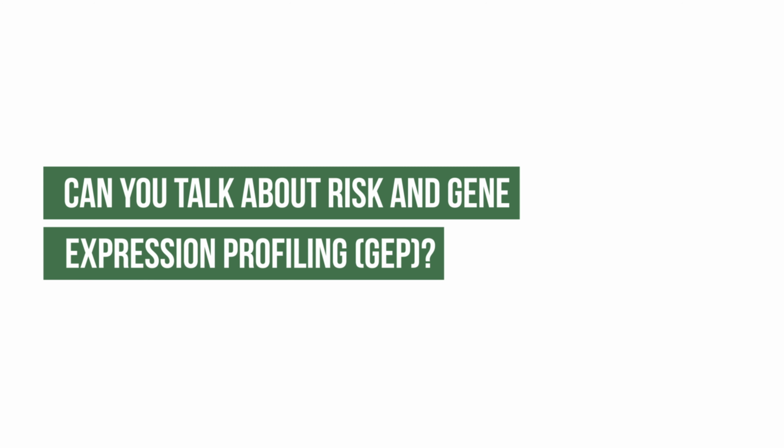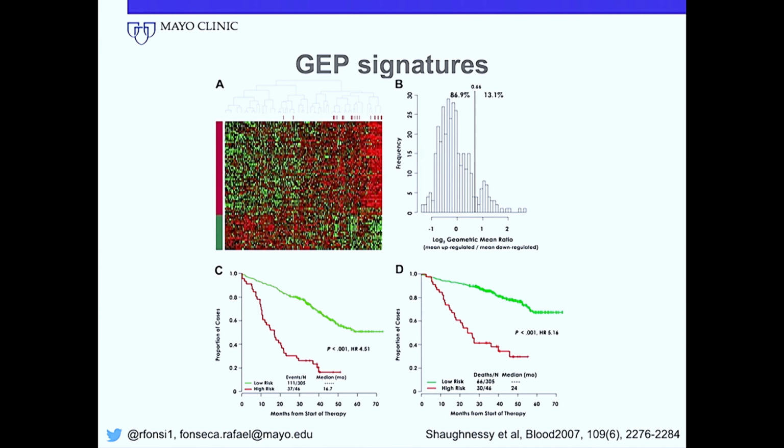Can you talk about risk and gene expression profiling? There's other ways in which we can talk about risk, and one of them is this gene expression profiling, and you probably will hear a bit more from Dr. Morgan, which can, it's another way to look at prognosis and try to separate those patients that actually may have a more aggressive form of myeloma. So that's one of the ways.